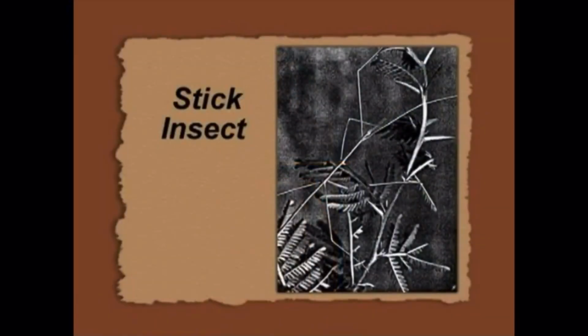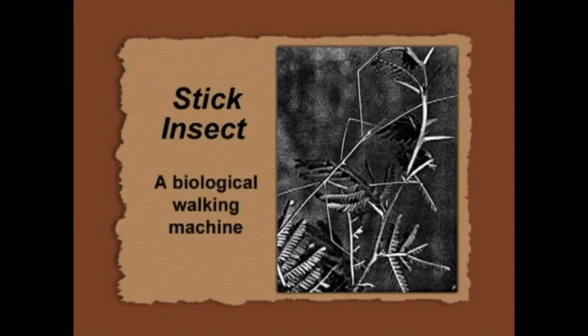On this picture you see a stick insect. It is also a walking machine, a biological walking machine. It also has 6 legs, and we can say it has a program installed so that it can walk in all kinds of bushes and trees and so on. If we would delete this program, it could not walk, but we don't know the place where to delete the program.